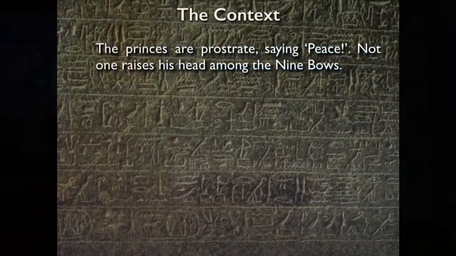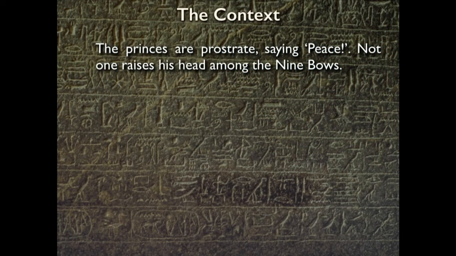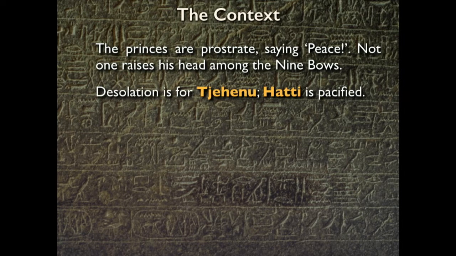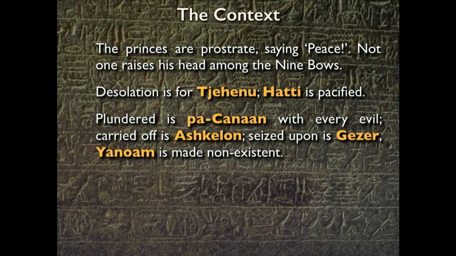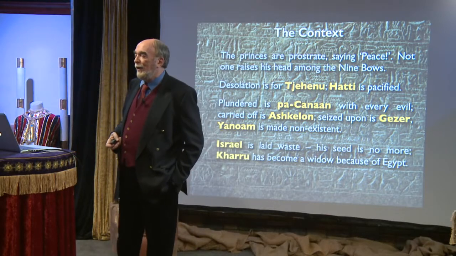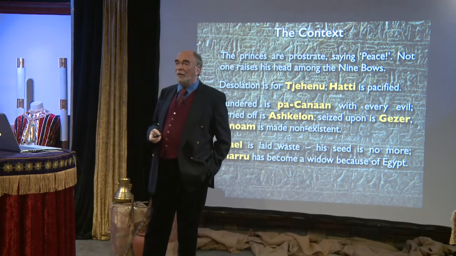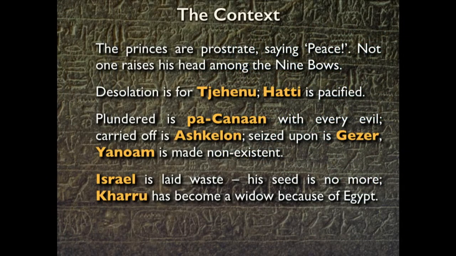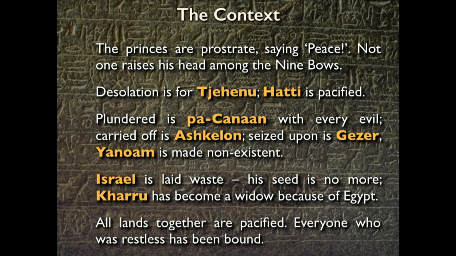It says, the princes are prostrate, saying shalom. And it does actually say shalom in the text. Not one raises his head amongst the nine bows. The nine bows are the traditional enemies of Egypt. Desolation is for Chehanu. Chehanu is Libya. Hatti, the Hittites, is pacified. Plundered is Canaan with every evil. Carried off is Ashkelon. Seized upon is Gezer. Yanoam is made non-existent. Now, there are 4 major towns in the Holy Land. Then it goes, Israel is laid waste, his seed is no more. Charu, which is Syria, has become a widow because of Egypt. Then the last 2 lines are, all lands together are pacified, everyone who was restless has been bound.